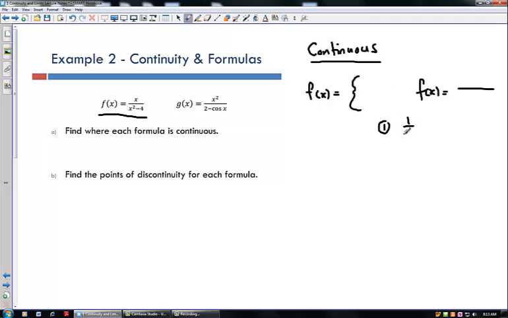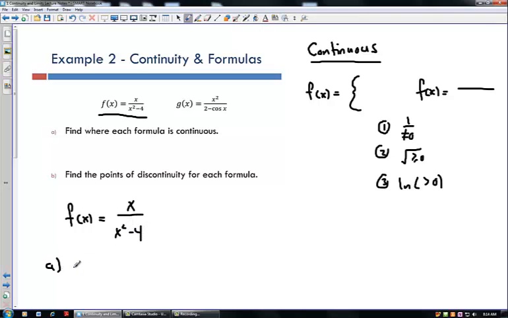You have to worry about these three things. 1, you can't divide by 0. 2, make sure if you have a square root, it's bigger than or equal to 0 on the inside. And then 3, for the ln function, it has to be greater than 0 on the inside. So when I give you a basic formula like this, that's what I'm basically going to look for. So let's start out down here, f of x equal to x over x squared minus 4. And in part A, I want to find where each one of these is continuous. So I need to watch out for when x squared minus 4 is equal to 0.